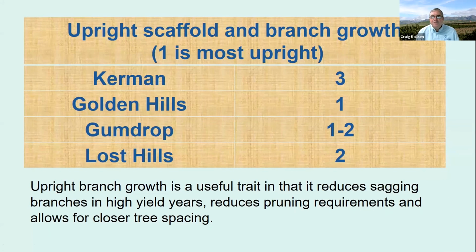So let's compare the cultivars, just give them a numbered value. So for upright scaffold and branch growth, why is this important? Upright branch growth is a useful trait in that it reduces sagging branches in high yield years, reduces pruning requirements, and allows for closer tree spacing. The winner here is Golden Hills, the most upright grower, followed by Lost Hills. And Gumdrop is interesting, as it gets these really thick branches that grow straight up, and we'll talk about those a little bit later. Kerman is probably the least upright of all of these, and the one that's even less upright than Kerman is Kalehuri.